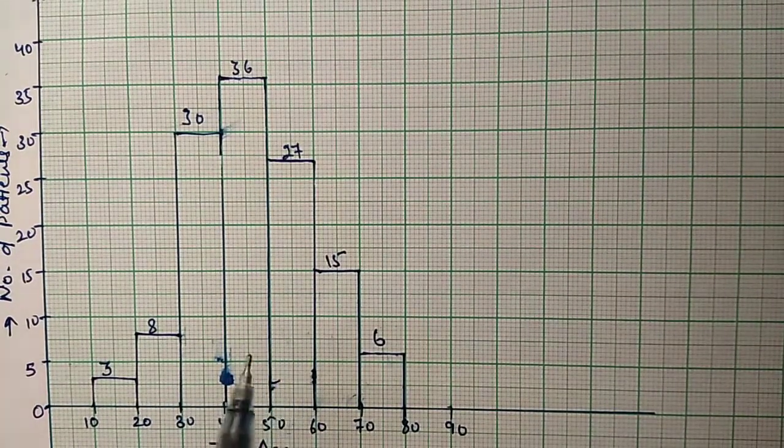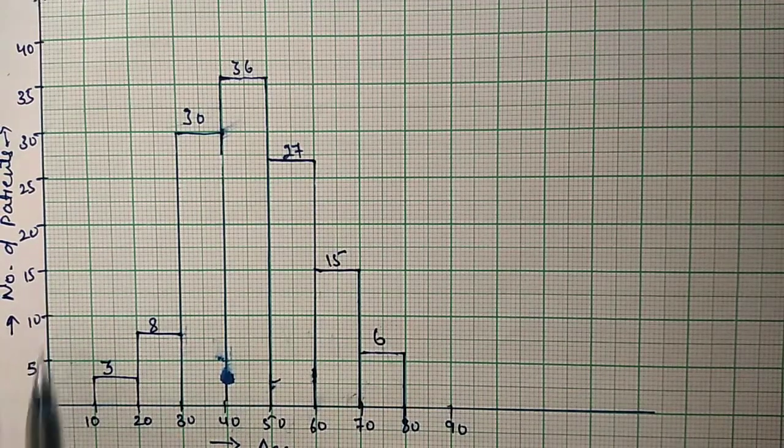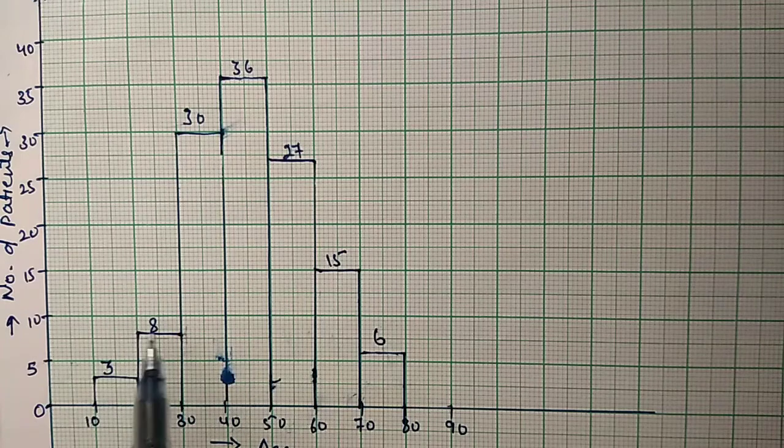Draw it with a pencil, that also very carefully. This gap should be equal, and when you are measuring this 8, 3, measure it carefully.